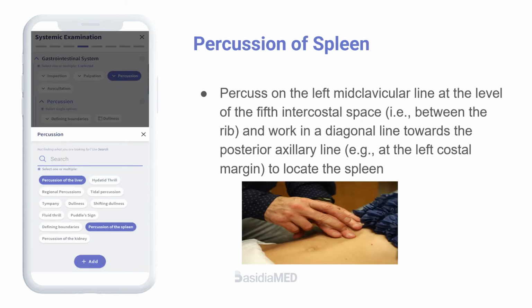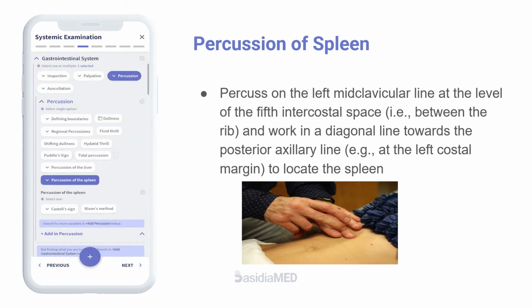How to percuss spleen. Percuss on the left midclavicular line at a level of the 5th intercostal space, that is, between the ribs, and work in a diagonal line towards the posterior axillary line, for example, at the left costal margin, to locate the spleen.